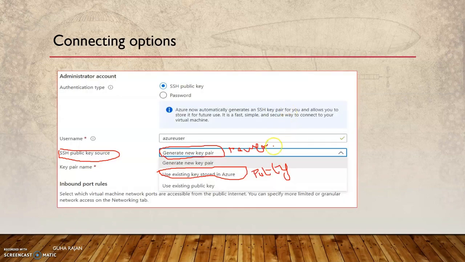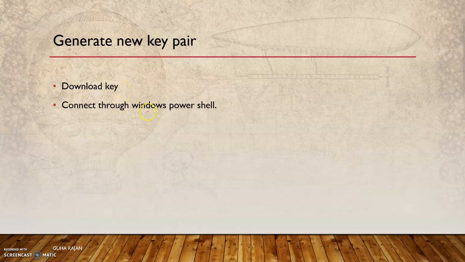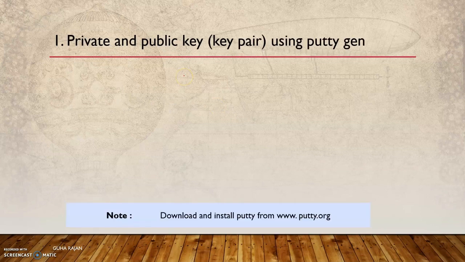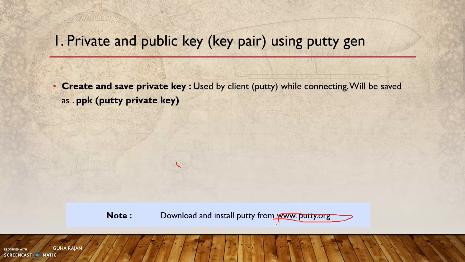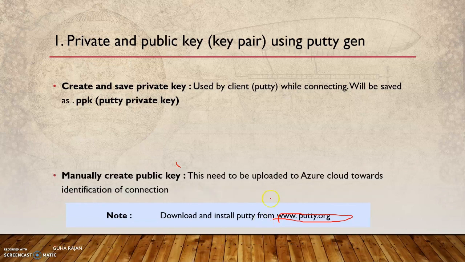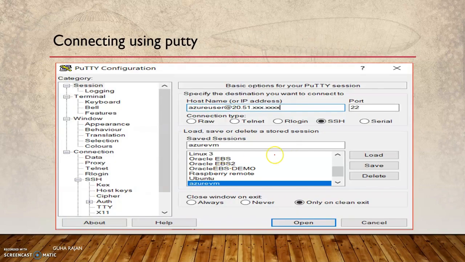If you are using the first one, PowerShell, then yes, you need to download the key, and while connecting you can use that key, where the key path needs to be provided, and then you can connect. For PuTTYgen, first and foremost, you need to download it from PuTTY.org. We'll see how to do it. Create and save the private key, and then you need to have the public key, which needs to be uploaded into the Azure platform. While connecting, the keys will match each other and then provide you with a connection.